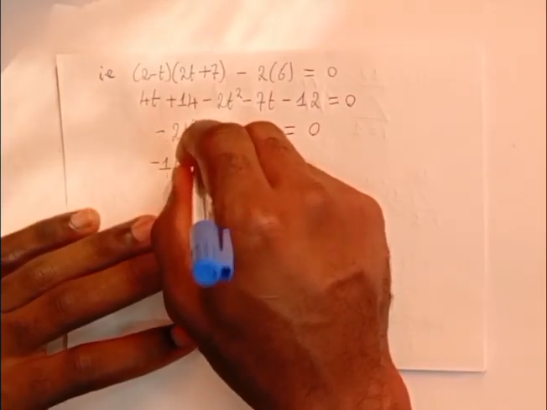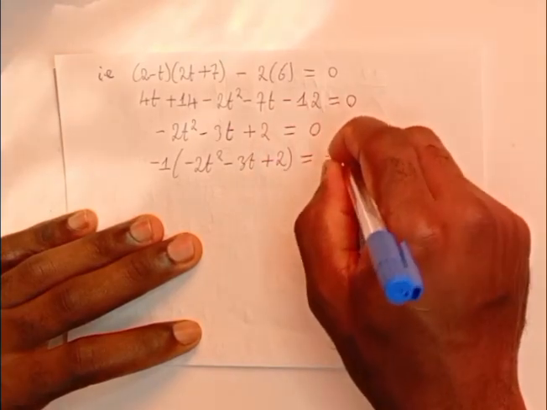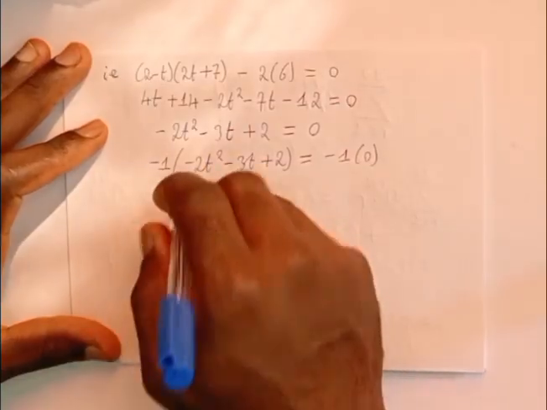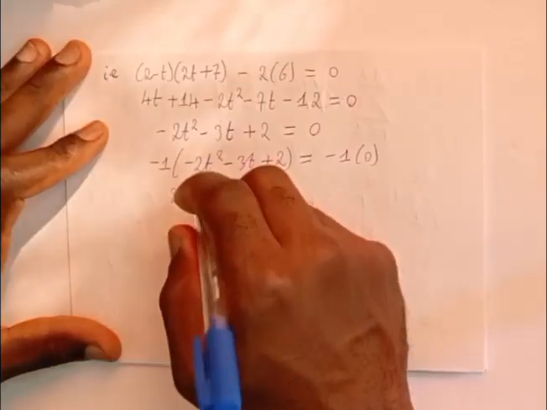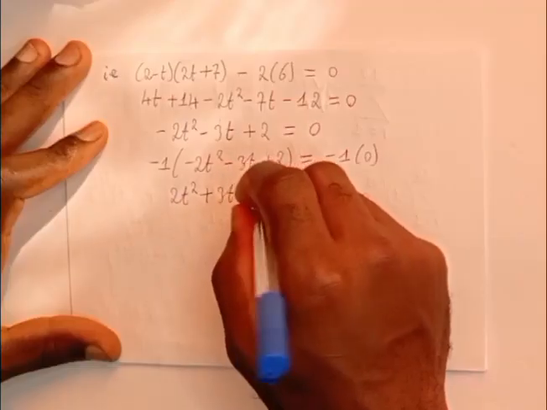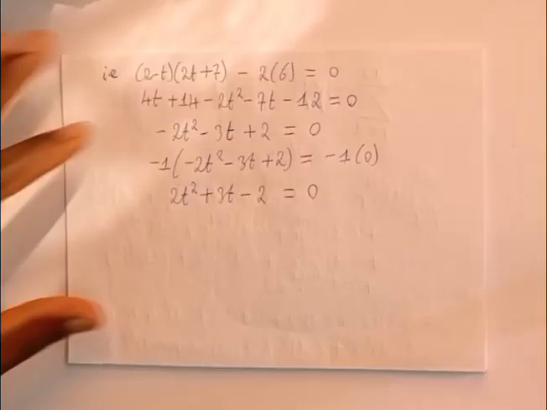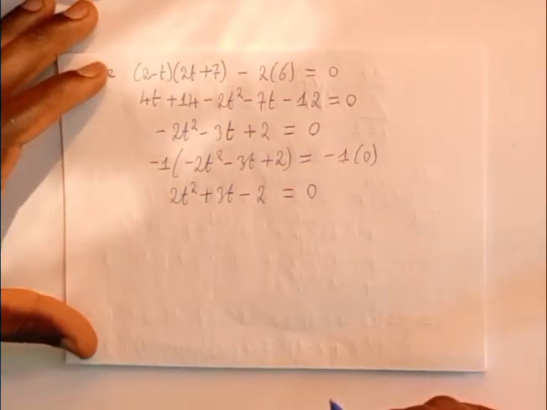Negative 1 times negative 2t squared minus 3t plus 2 is equal to negative 1 times 0. Negative 1 times negative 2t squared gives us 2t squared. Negative 1 times negative 3t gives us plus 3t. Negative 1 times 2 gives us negative 2. We equate this to negative 1 times 0, which is 0. This is a quadratic equation which we have to solve for t, using the method of factorization.